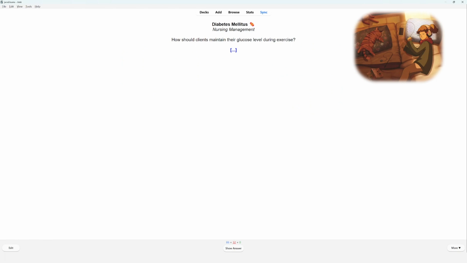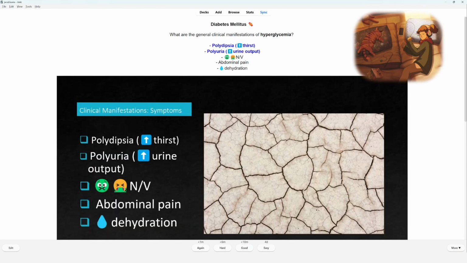How should clients maintain their blood glucose level during exercise? 80 to 250. Polyuria and polydipsia. Hyperglycemia, that thirst and urine output.